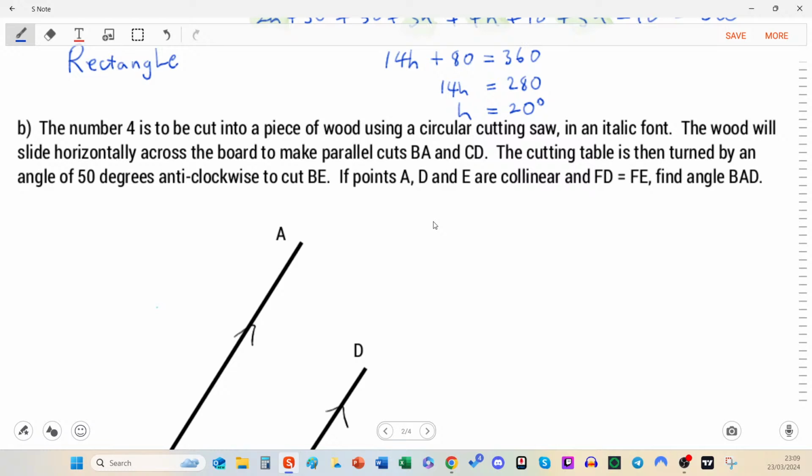The number 4 is to be cut into a piece of wood using a circular cutting saw in an italic font, naturally. The wood will slide horizontally across the board and make parallel cuts BA to CD. The cutting table is then turned by an angle of 50 degrees anti-clockwise, and it's going to cut then BE. And if points A, D and E are collinear and FD equals FE, find angle BAD.